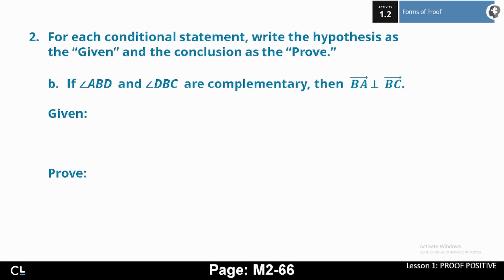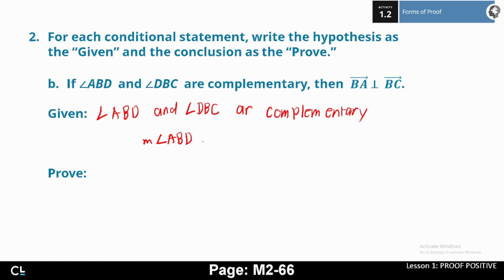So for my next one, it says if angle ABD and angle DBC are complementary, then BA is perpendicular to BC. So once again, our given is that if section. Now it's up front. So we could say angle ABD and angle DBC are complementary. Another way to think about this is the measure of angle ABD plus the measure of angle DBC equals 90. That's what complementary means, right?